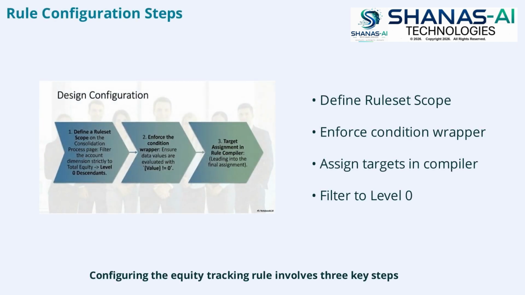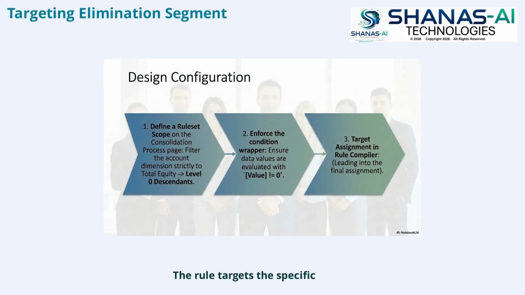Configuring the equity tracking rule involves three key steps: defining a rule set scope on the consolidation process page, enforcing a condition wrapper to evaluate data values, and assigning targets in the rule compiler. By filtering the account dimensions strictly to total equity level 0 descendants and ensuring values are not zero, you optimize both accuracy and performance. The rule targets the specific elimination segment inside the consolidation dimension.